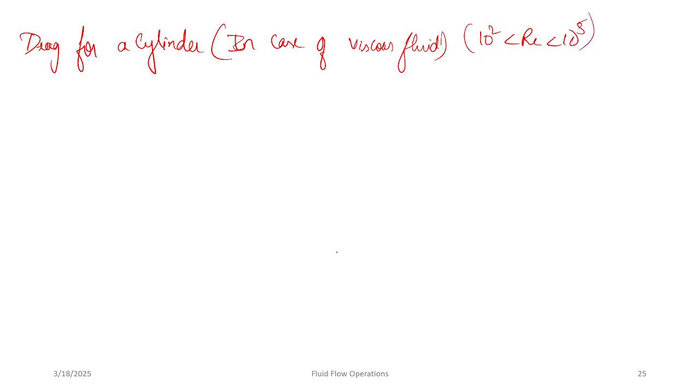So what happens if you go beyond 100, from 10 square to 10 power 5, between this value? The separation will occur near 80 degrees from the front stagnation point. Okay, so let's say this is the stagnation point. At 80 degrees, the separation will occur. Let's say it is somewhere around here. So from here, the separation will start happening.